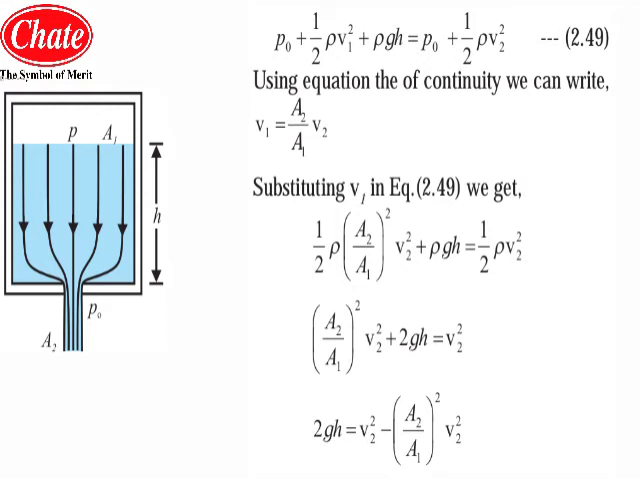This equation may be further written with half rho on either side of the equality sign, so it gets cancelled automatically. The remaining terms are (A2 upon A1) whole square into V2 square plus 2GH is equal to V2 square. Rearranging, 2GH is equal to V2 square minus (A2 upon A1) whole square into V2 square. So this is the equation that we have now.